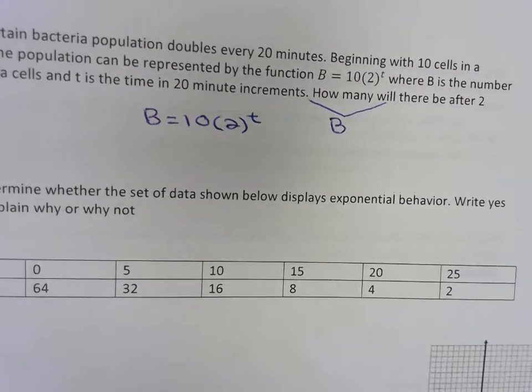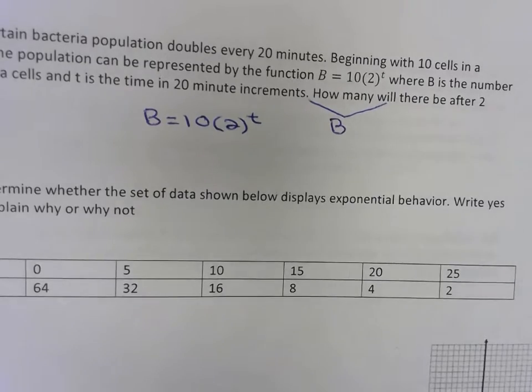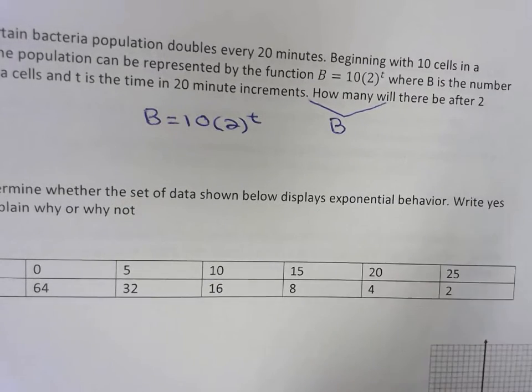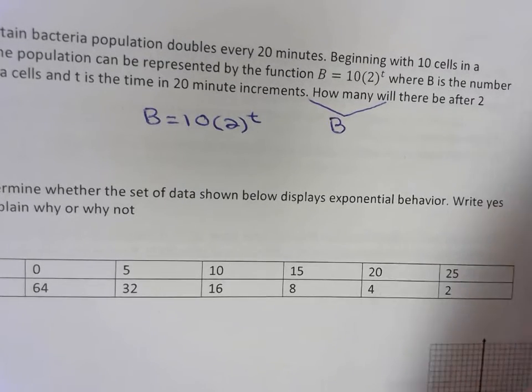T is the time in what? 20-minute increments. This is a little trickier. If T is the time in 20-minute increments, what time do they give me? I want to know how many after what? 2 hours. So how many minutes is 2 hours?